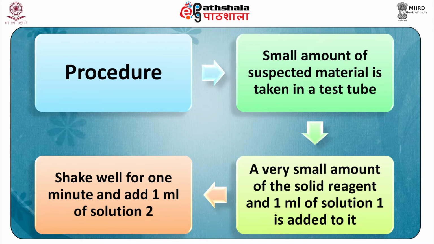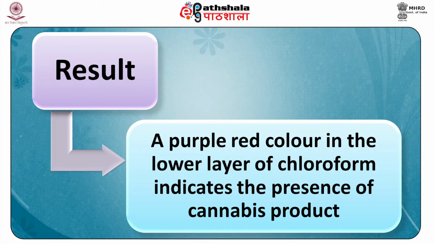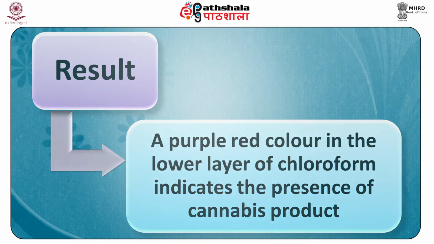Procedure. A small amount of suspected material is taken in a test tube. A very small amount of the solid reagent and 1 ml of solution 1 is added to it. Shake well for 1 minute and add 1 ml of solution 2. Shake the test tube for 2 minutes and allow it to stand for 2 minutes. A purple-red color in the lower layer of the chloroform indicates the positive result for the presence of cannabis product.